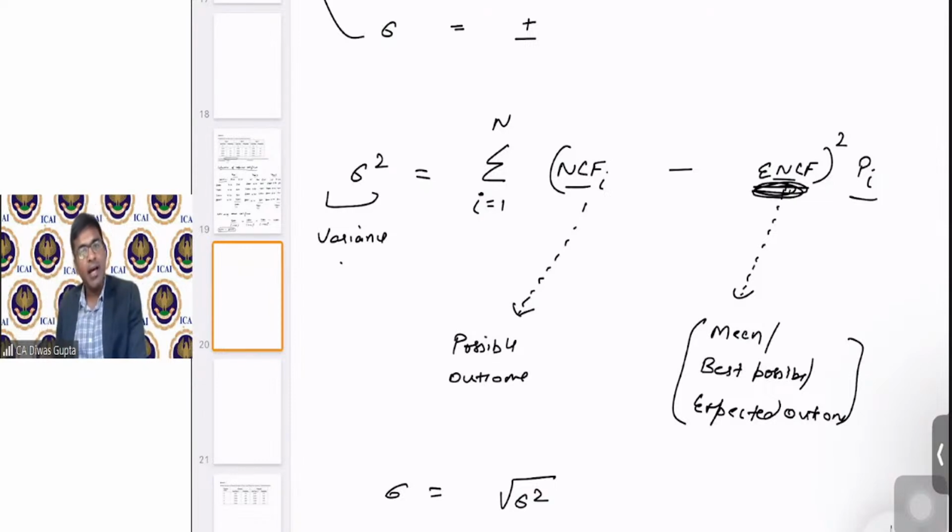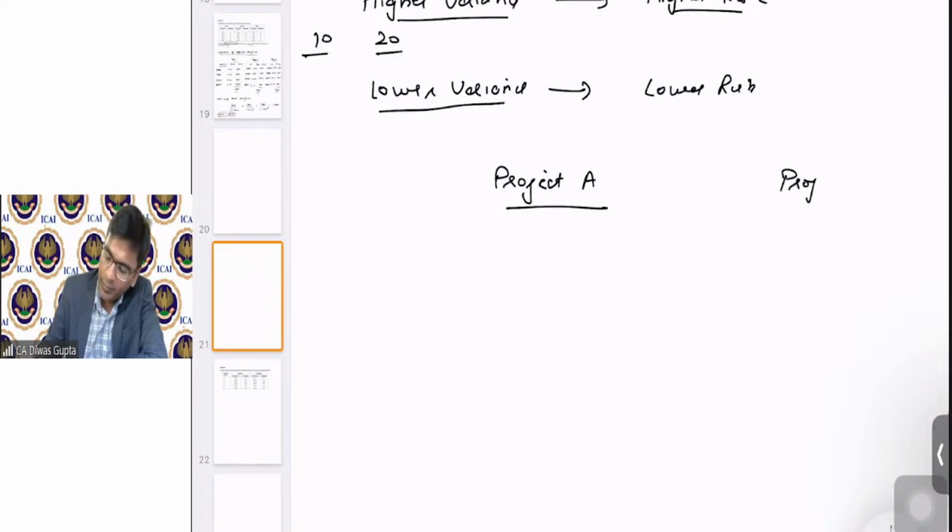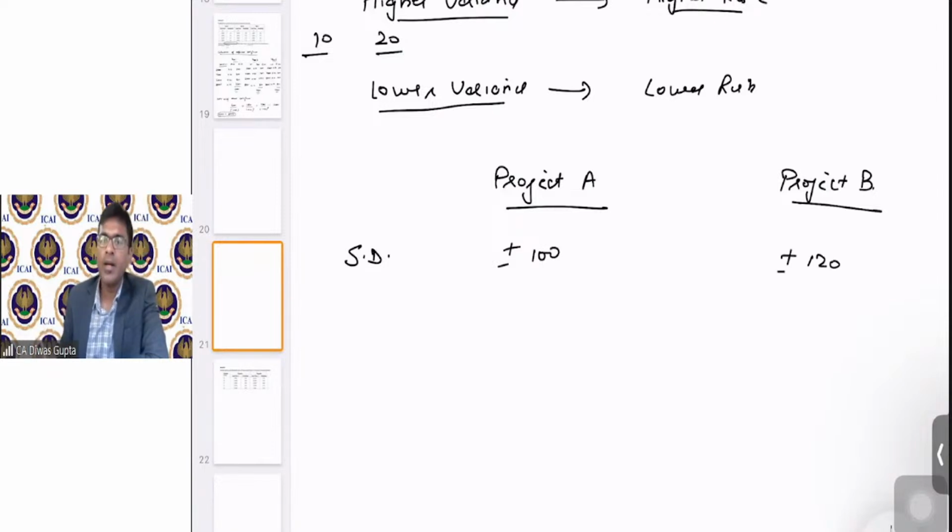Tariq is saying higher the variance, higher the volatility. Perfect. Everyone is right. Now let me put one more question here. Project A. Project B. If I say standard deviation, we can say standard deviation or variance in an interchangeable way, and we know the relationship between both of them. For risk, I can use standard deviation and I can use variance also. So standard deviation here is plus minus 100 and here it is plus minus 120. Now everyone will say that project B is a risky project.